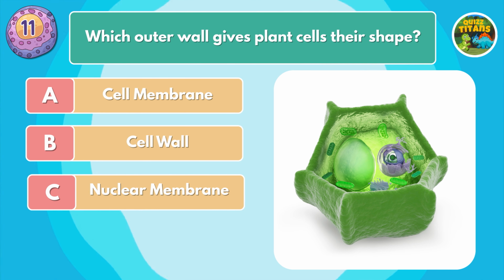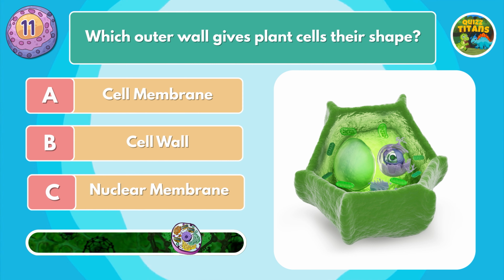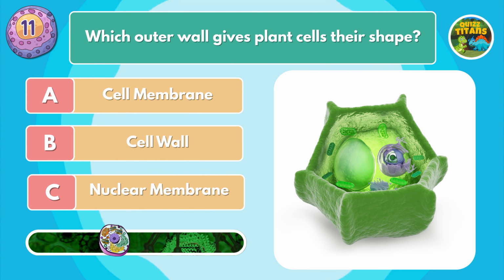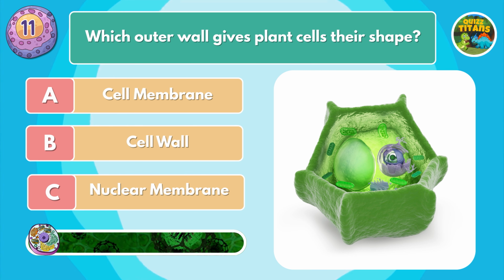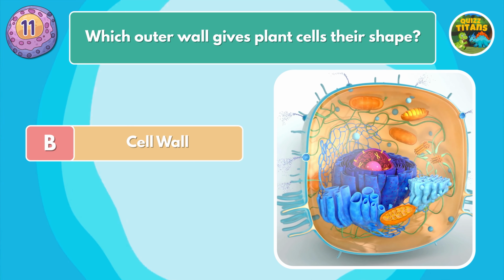Ever noticed how plant cells look like little boxes under a microscope? Which outer wall gives plant cells their boxy shape? It's the cell wall. That's what makes plant cells stiff and boxy.